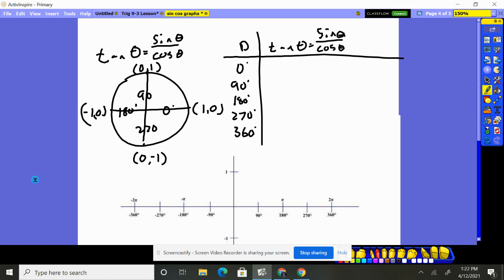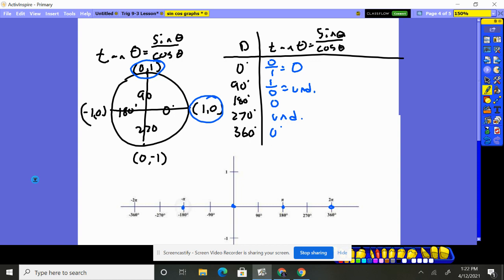So 0 degrees, we're looking right here. It is your sine value, which is 0, divided by your cosine value, which is 1. That gives me 0. Great. So I got a point right here. 90 degrees, well, 90 is right here. It's your sine, which is 1, divided by your cosine, which is 0. Wait a second, that's undefined. You can't do that. And we're going to see at 180, we're going to get 0. Here at 270, undefined again. Here at 360, 0.